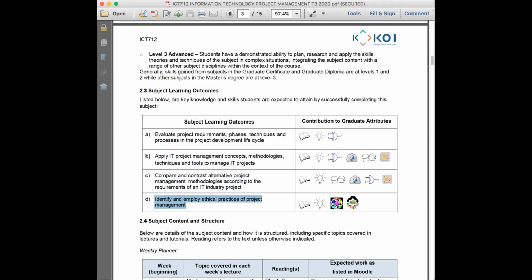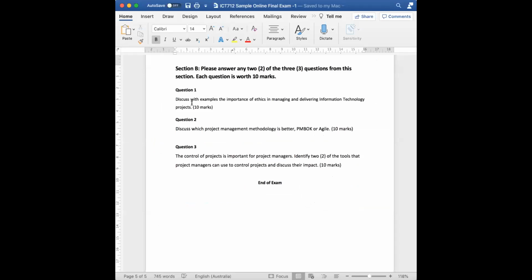So if I go to the final exam, you'll see there are questions relating to ethics. Usually I give you 2 out of 3, so you would need to choose two out of three questions from part B. The first question is: discuss with examples the importance of ethics in managing and delivering information technology projects. Now, you are not expected to give me only a very quick summary or small answer. It's about giving me a detailed answer.